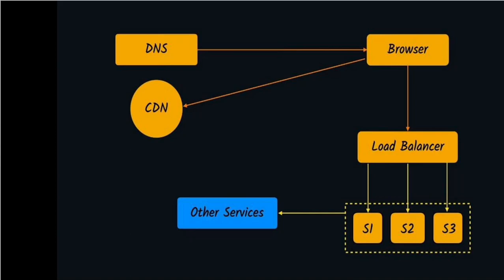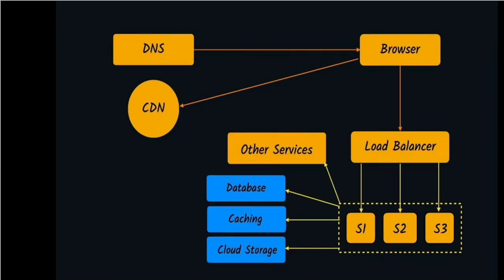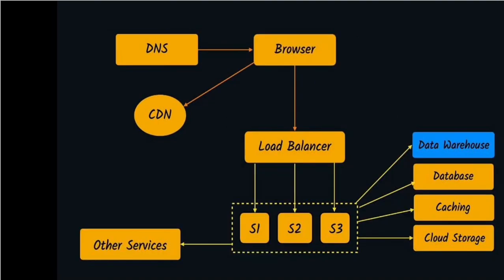These servers can connect to other services. For these services, we need some other services, like login mechanisms, right? So let's see how these other services are connected. For these n number of server instances, we might have a database, a caching system, or cloud storage for various other purposes. In this case, we also have a data warehouse where we put all the data for analytics purposes.